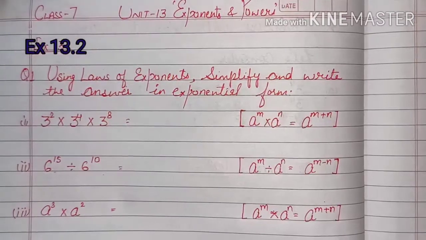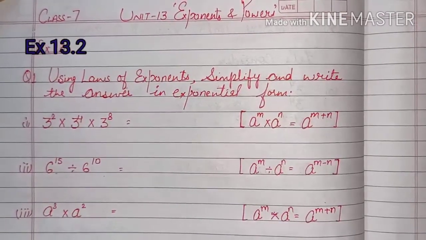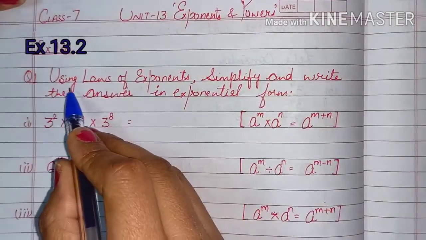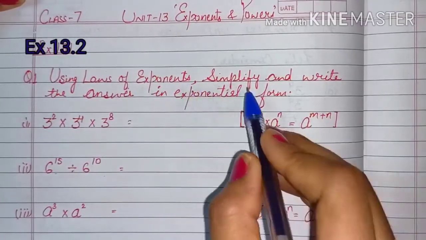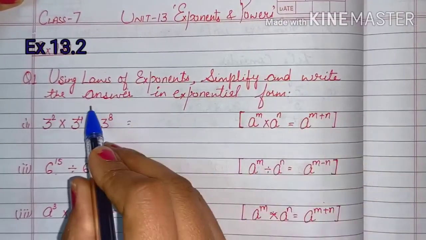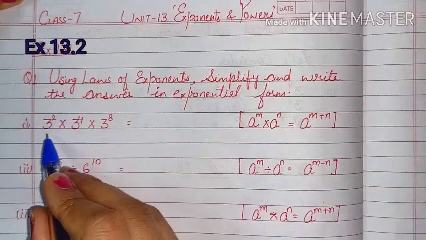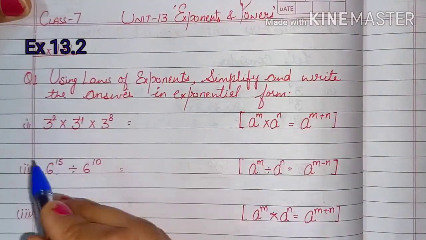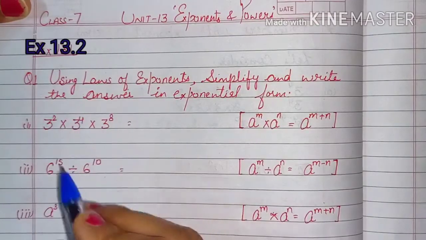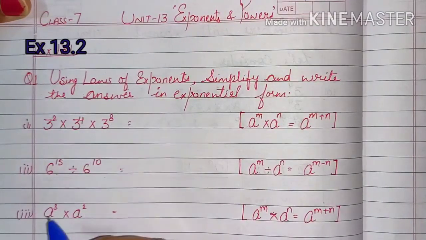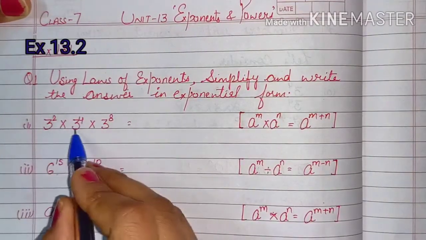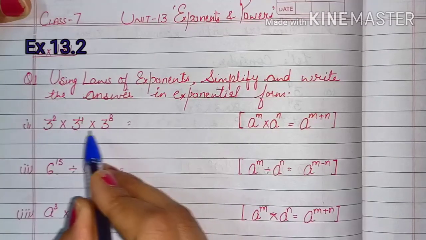Let's see question number 1. Here the question is given: using laws of exponents, simplify and write the answer in exponential form. Here the first part is given: 3 raised to power 2 multiplied by 3 raised to power 4 multiplied by 3 raised to power 8. The base is the same, 3, 3, 3.